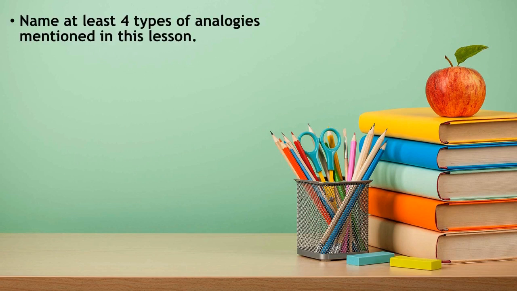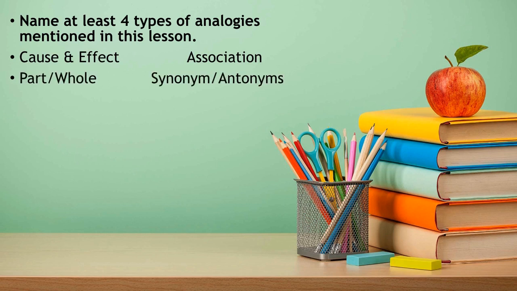Question number 3. Name at least 4 types of analogies mentioned in this lesson. I gave you 8. I'm asking for only 4. If you said cause and effect, association, part, whole, and synonym and antonyms, you are absolutely correct. You were paying attention. Anybody care to name at least another one? If you said object location, you're also on the right track.